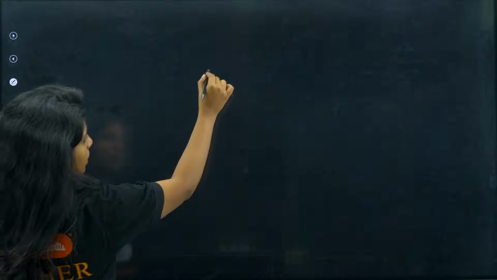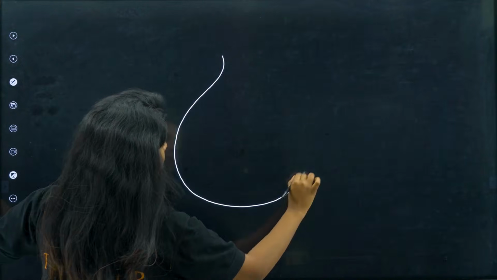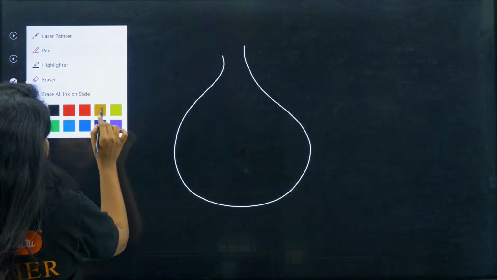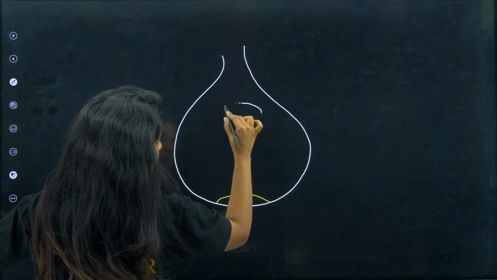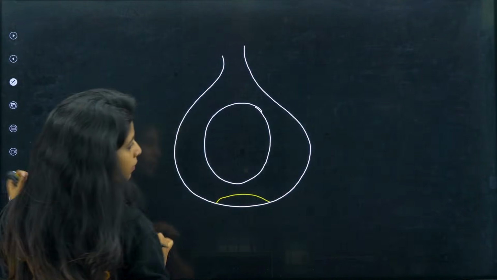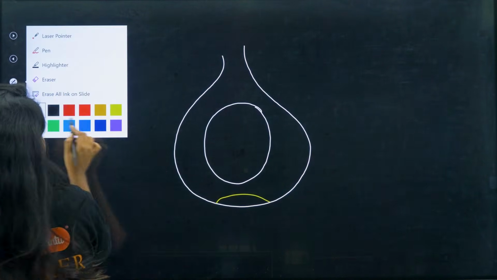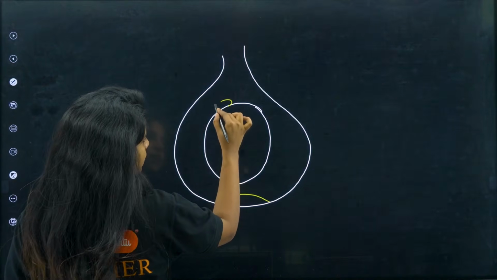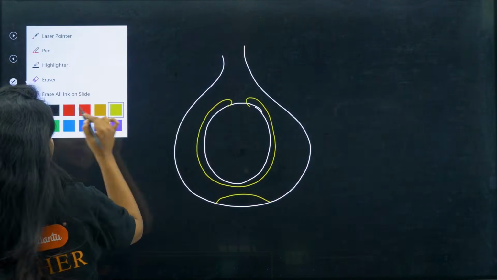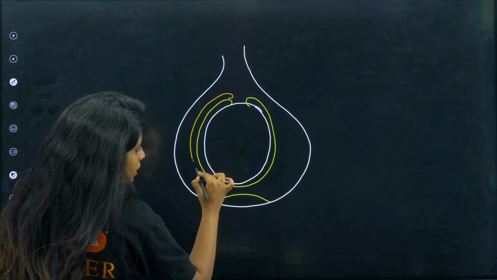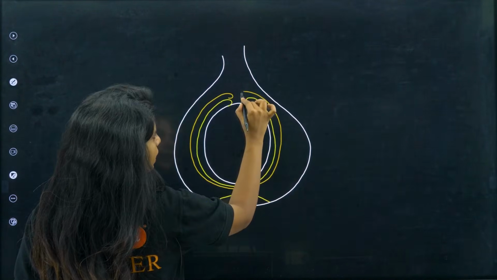So listen to me carefully. Suppose this is the ovary that I am having. Over here I have the placenta. Now over here I have the ovule. Outside the ovule, my dear children, it is covered by two integuments. One is the inner integument and then there is an outer integument like this.